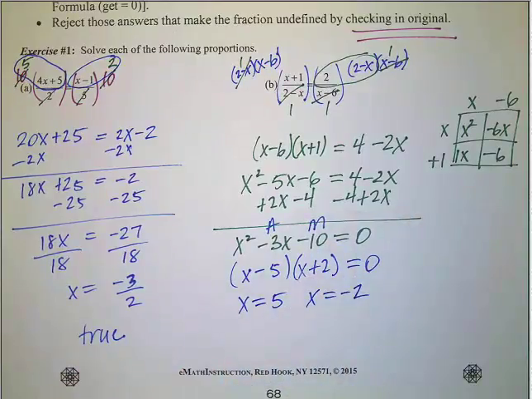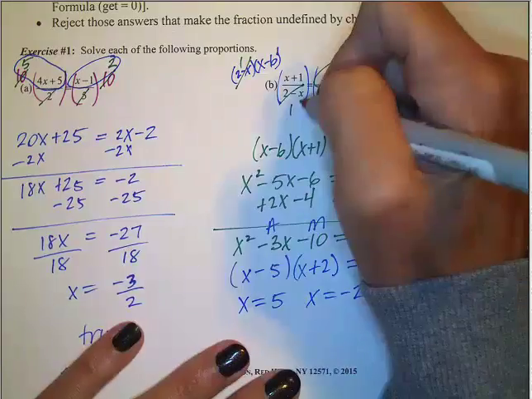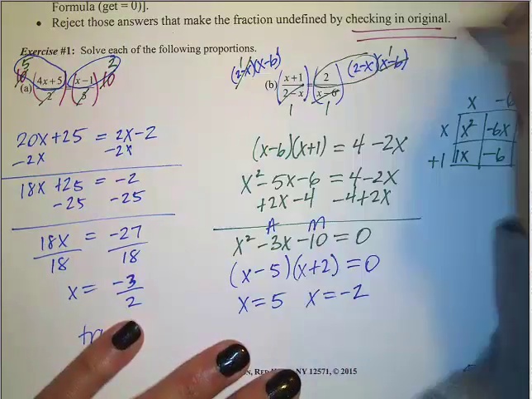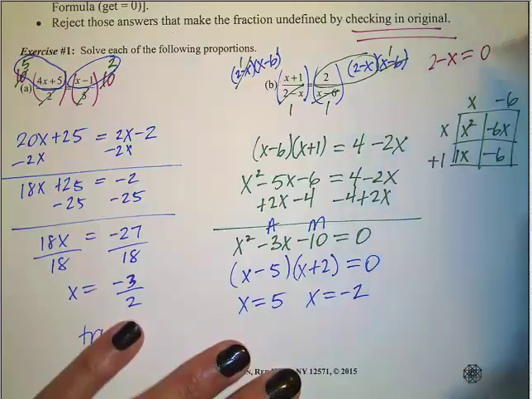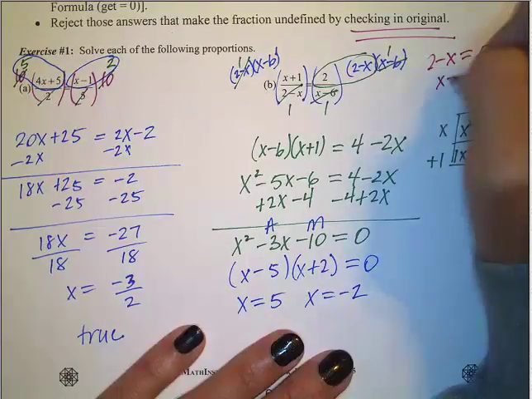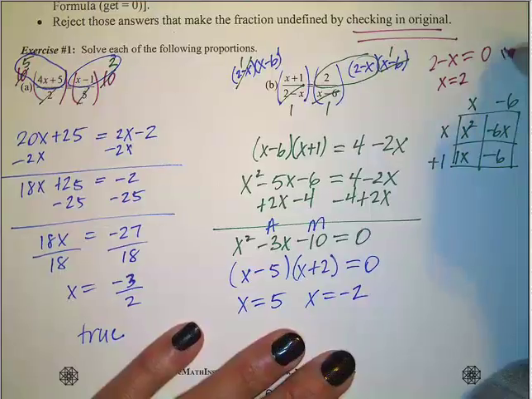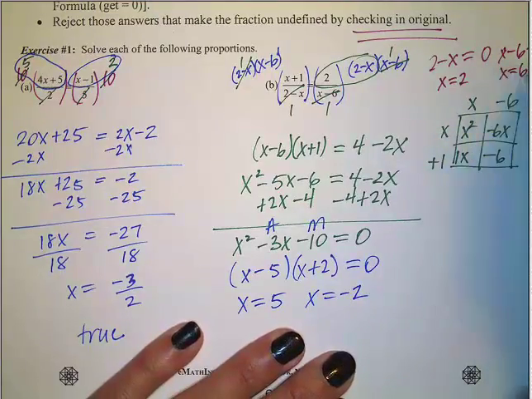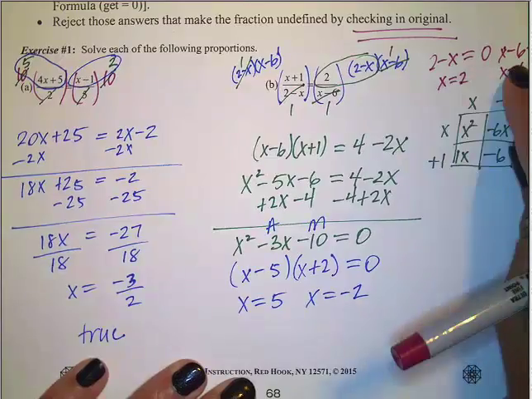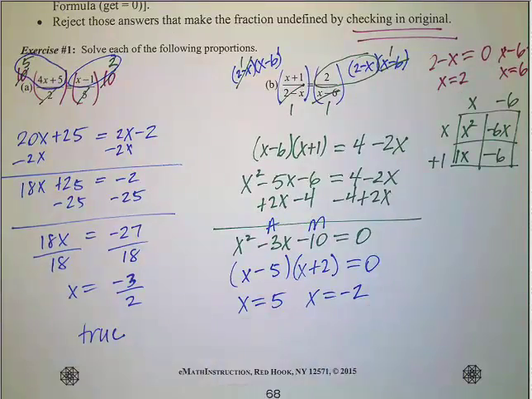Well, I goofed right from the beginning. I forgot step 1. What makes these undefined? So what makes 2 minus x equal 0? Hopefully you said 2. And what makes x minus 6 equal 0? Hopefully you said 6. These are going to be my rejects if I get any of these answers. I did not. So I am in great shape. So those are both my solutions.